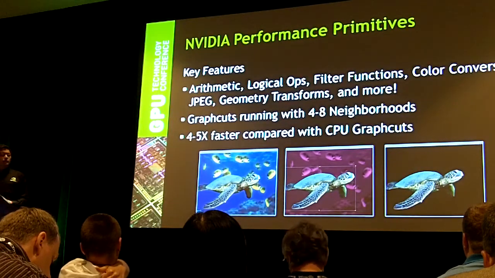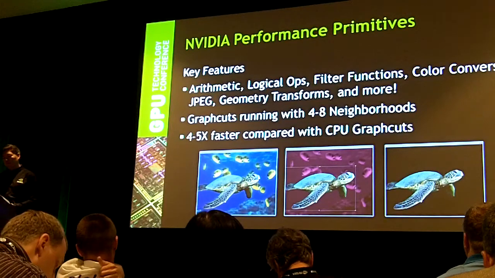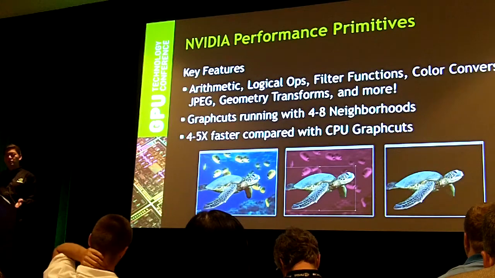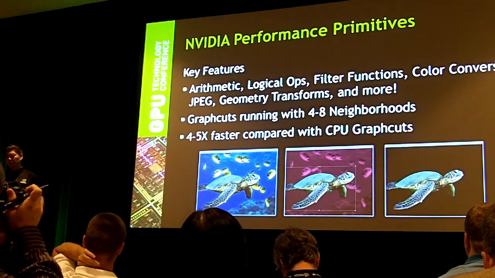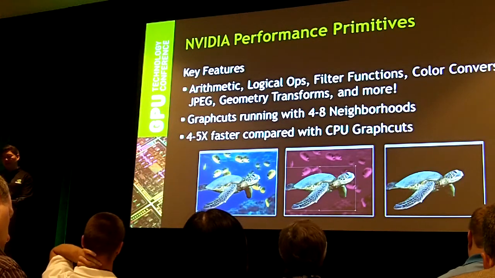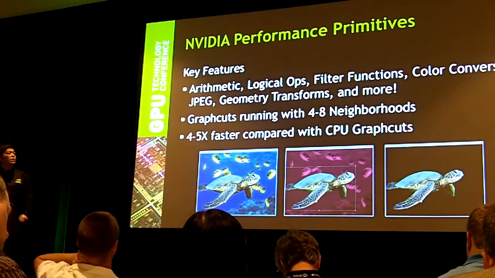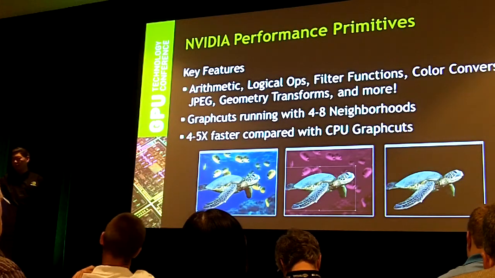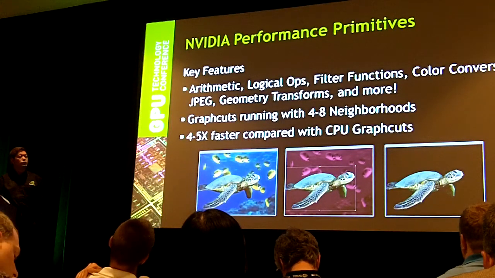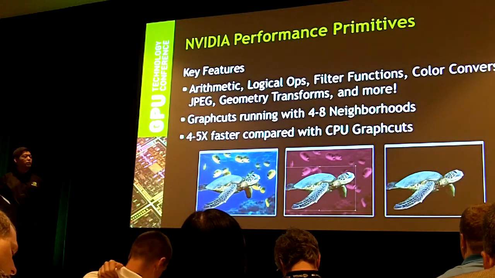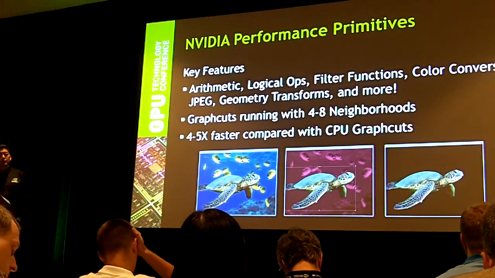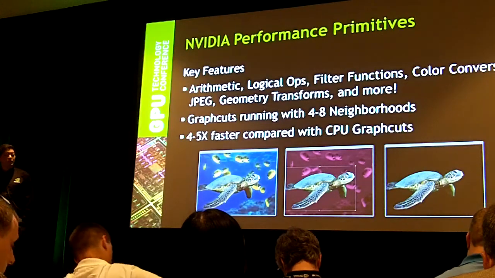It provides a set of low-level primitives for arithmetic, logical ops, and filtering functions, like the box filter, color space conversions for handling YUV to RGB conversions, and algorithms such as DCT used for JPEG. It even has some high-level functions such as graph cuts. And with the latest version of NPP, we support 4 to 8 neighborhoods. Having more neighborhoods allows us to do better image segmentation within the scene.